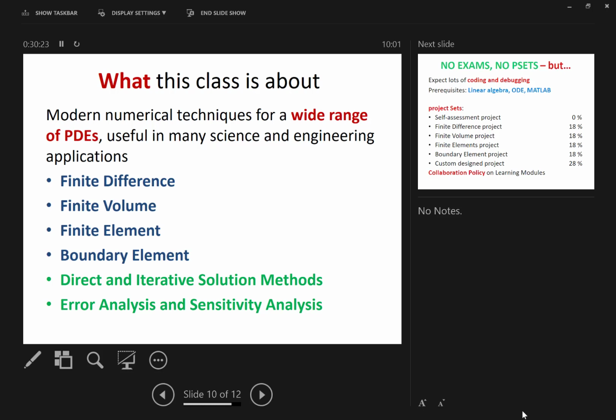It's not uncommon to see the number of equations on the order of billions. Okay, so if you have a billion, not just independent, but also coupled equations, which means you cannot solve one and then another, right? You have to solve the billion equations simultaneously. And the direct and iterative solution methods are methods of solving a huge array of interdependent equations simultaneously. Also, we are going to be looking at error analysis and sensitivity analysis.